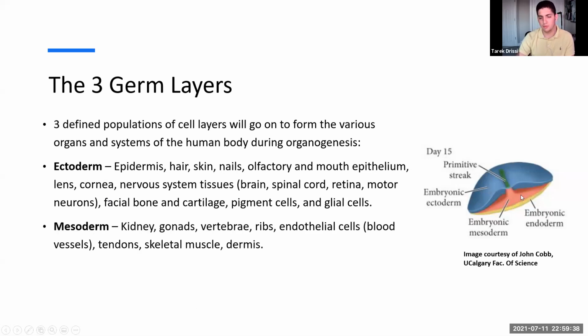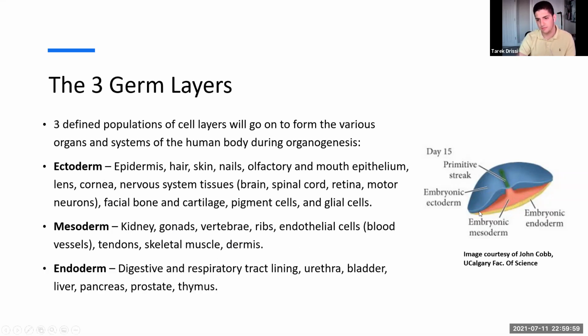The mesoderm, the middle red layer, forms the kidney, gonads, so those would be the testicles and ovaries, the vertebrae, so bones, ribs, endothelial cells, which are the same as blood vessels, tendons, skeletal muscle, as well as the dermis, which is the layer that just underlies your skin. And then lastly, we have the endoderm, which is the yellow layer here, which will form the digestive and respiratory tract lining, urethra, bladder, liver, pancreas, prostate, and thymus.